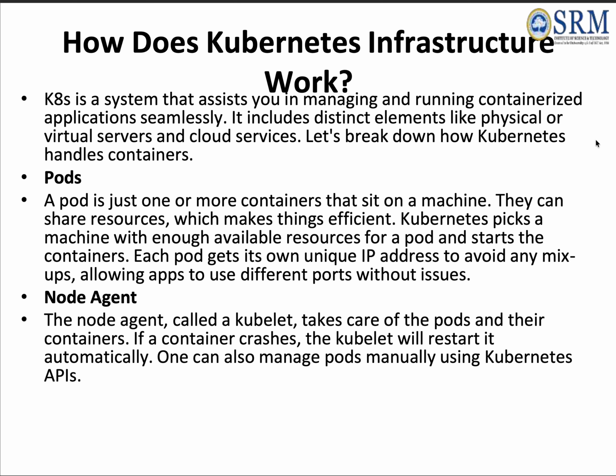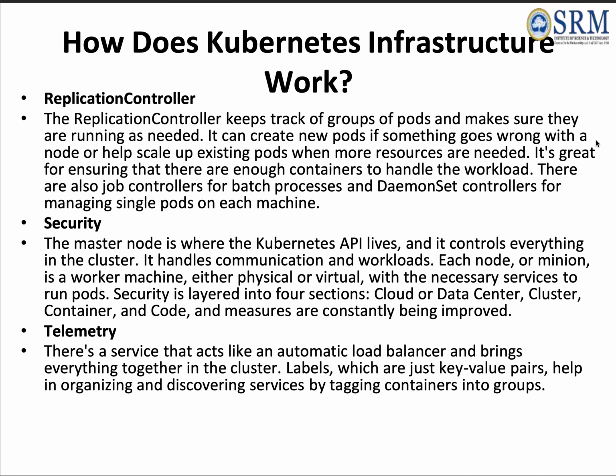So how does Kubernetes infrastructure work? We covered this already in the class. The important points you have to remember are pods, node agents, and nodes. It comes like this: a container lives inside a pod, multiple pods form a node. The node is managed by a node agent. All these node agents are controlled or managed by Kubernetes. So this is how it works.